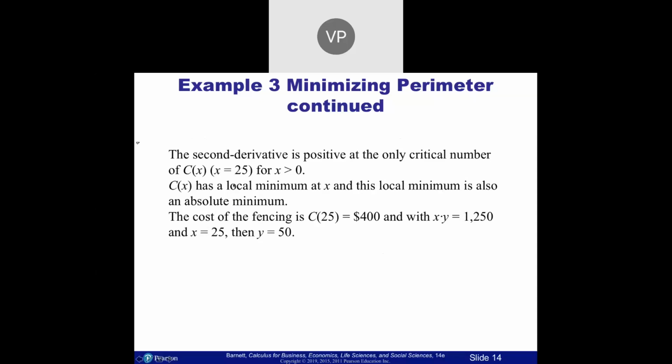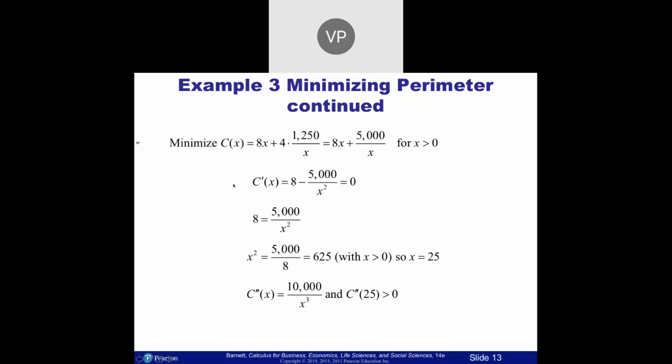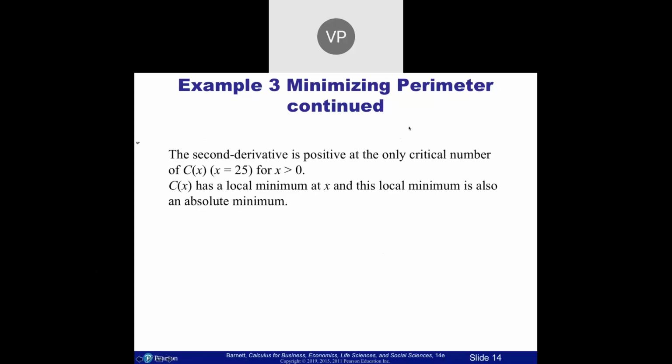And now they say it's an absolute minimum. Well, how do we know? If you go back to this equation right here, the actual cost equation, you can look at, well, let's plug in 0. That doesn't work. You can plug in some other numbers. You can see what's the limit as you approach 0. You can see what's the limit as you approach infinity, just in case it keeps going down. But really the only answer that matters is that 25 that you got right there.